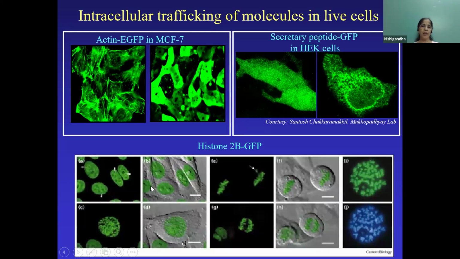Now, in this panel, it's histone 2B, which is labeled with GFP. As you can see, it is bound to the nucleus and all the time remains associated with the chromosomes, even during the division.